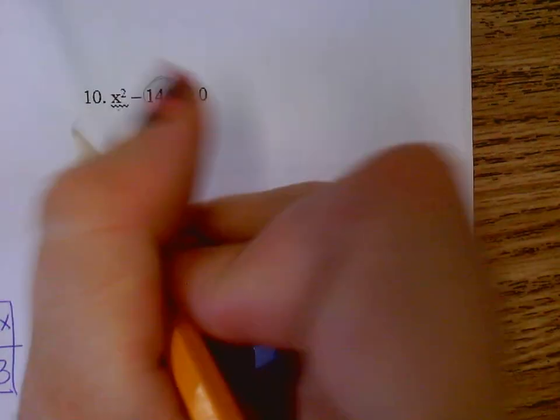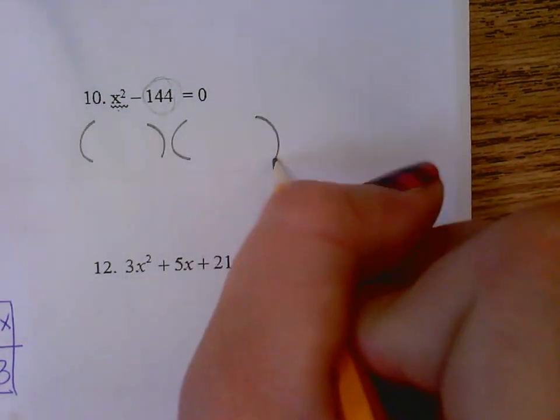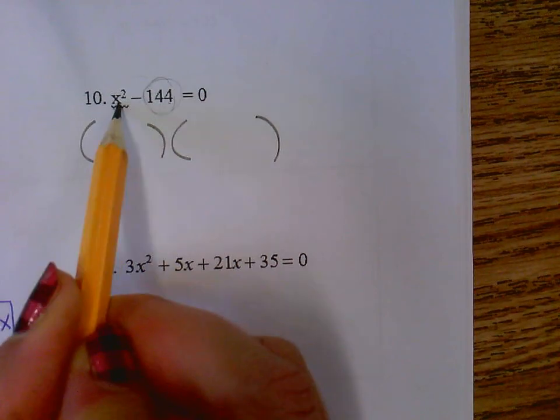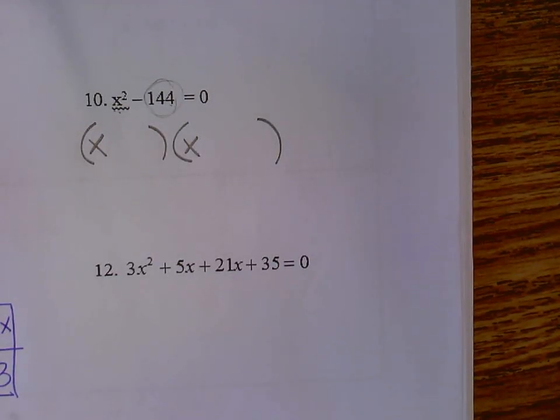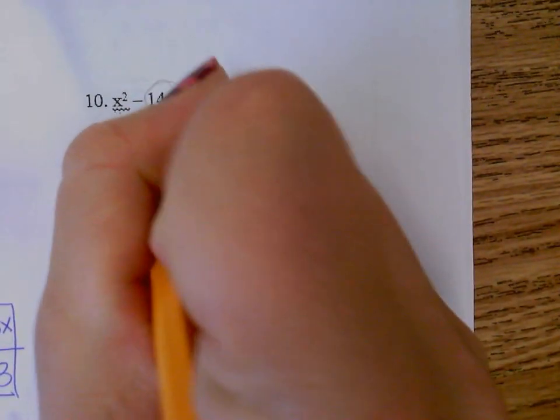So the pattern is that you take the square root of each of those things. So x times x is what gives you x squared, and 12 times 12 is what gives you 144.